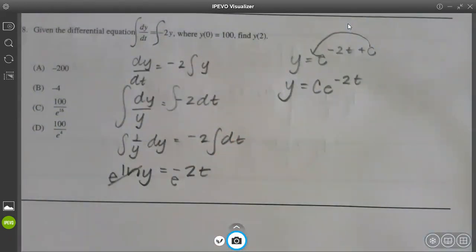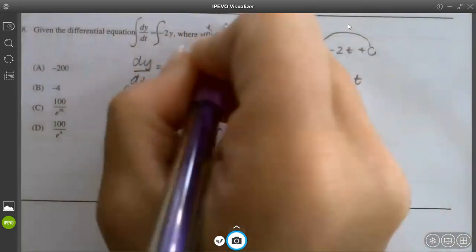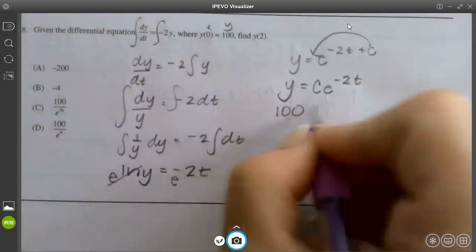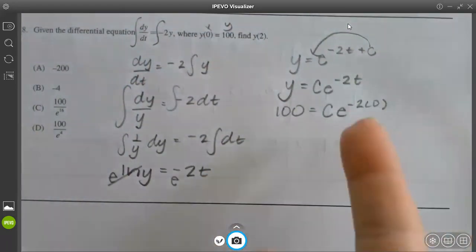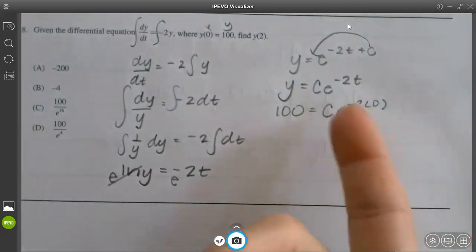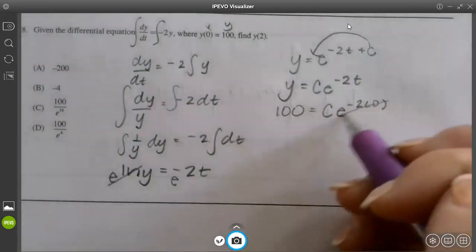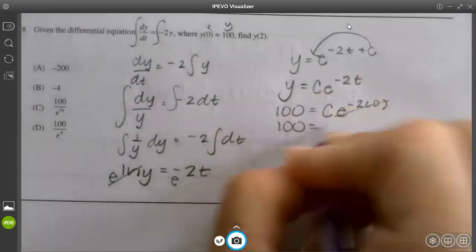And then you're going to plug in. So the first one they give you is what? What's your x value on the very first thing that they give you? x is 0, y is 100. 100 equals C e to the -2 times 0. 2 times 0 is 0, anything to the 0 power is 1, doesn't matter. That makes 100 equal C.